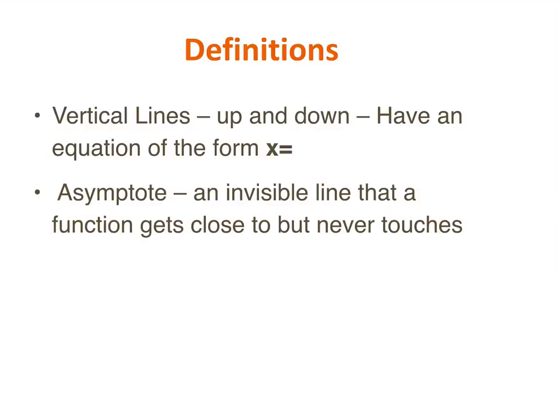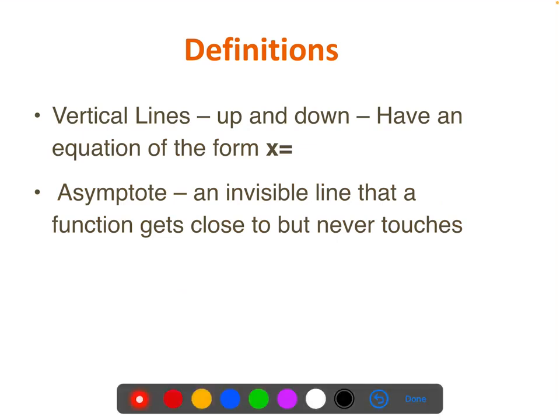What we're going to do is identify the graphs of rational functions using all the various key attributes. So, some definitions. Vertical lines, remember, go up and down and have the equation x equals some kind of number. And asymptotes are the invisible lines that a function gets close to but never touches.